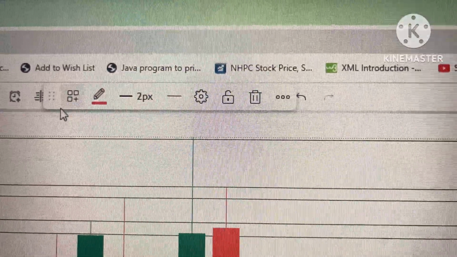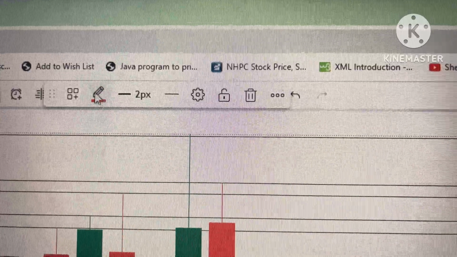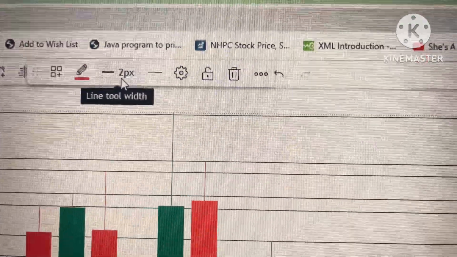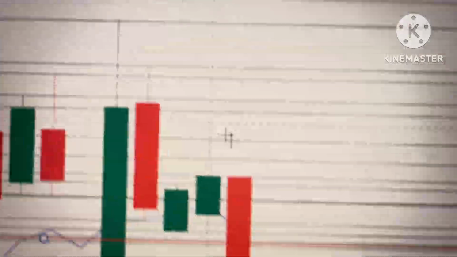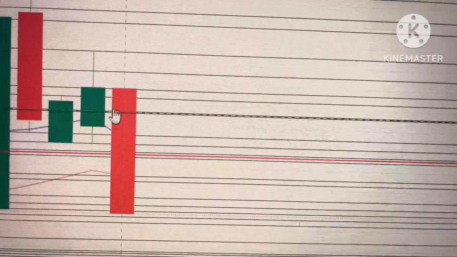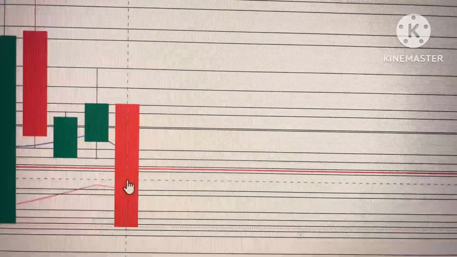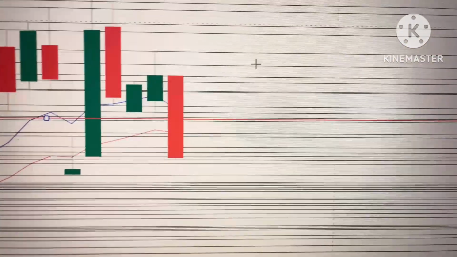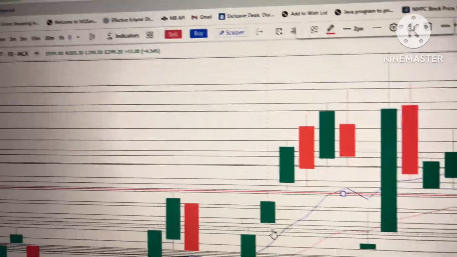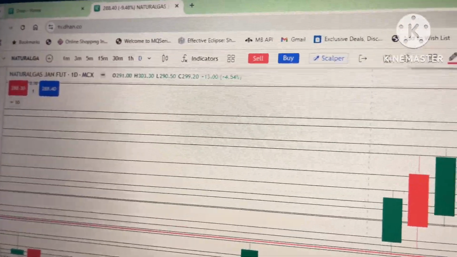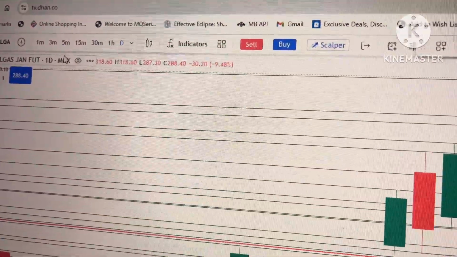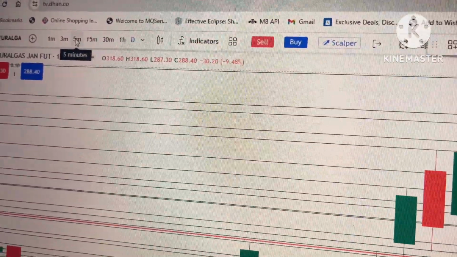You can change the color from here, and the line tool width you can change. So this is the 50% of the previous day candle in the day chart. Not the 1 hour chart, the day chart. We have done this. Now we will go to the 5 minutes chart. So let me click here.